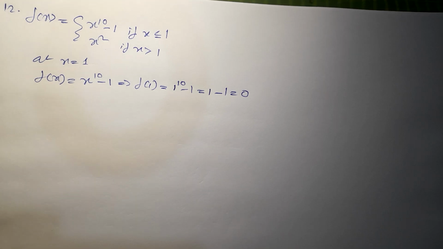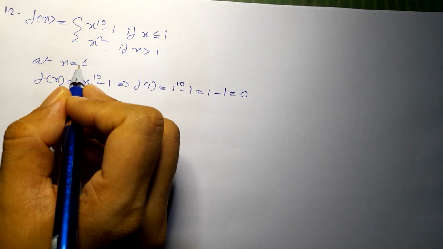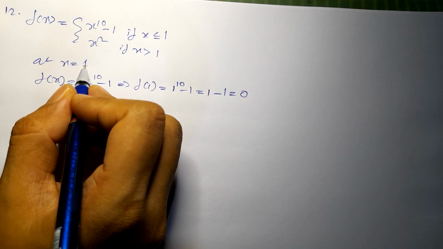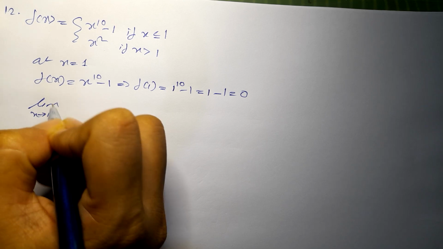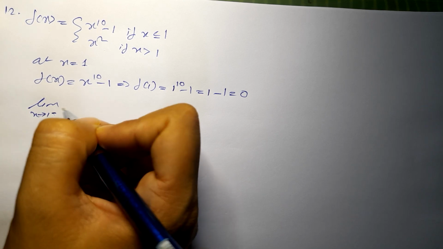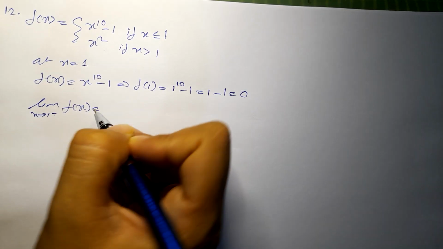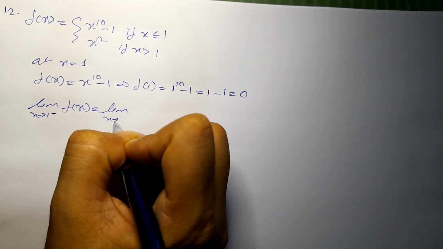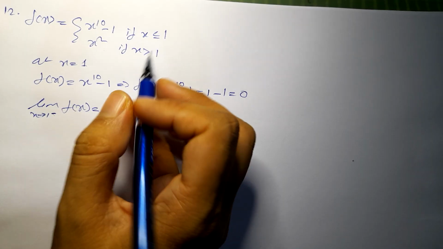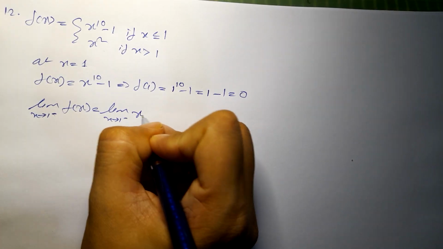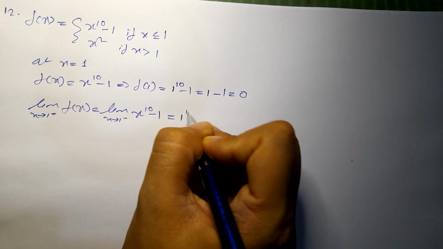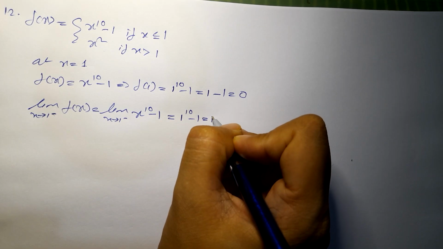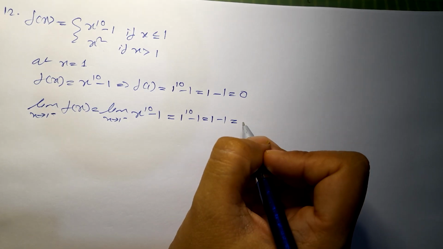Now the left hand limit and the right hand limit at x equal to 1. The limit as x tends to 1 minus, the left hand limit, of f of x, where the function for x less than 1 is x to the power 10 minus 1. Instead of x place 1, so 1 to the power 10 minus 1, 1 to the power 10 is 1, minus 1, that is equal to 0.